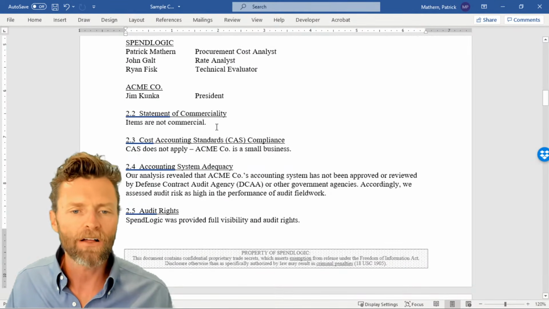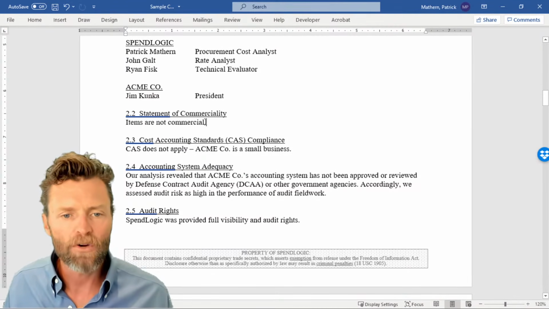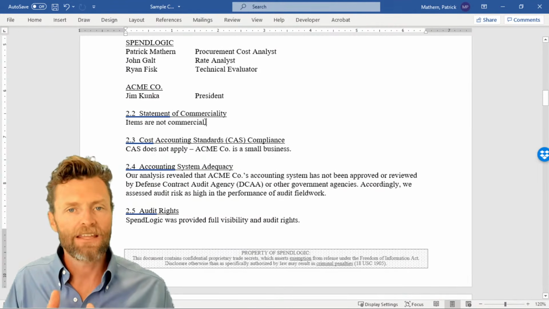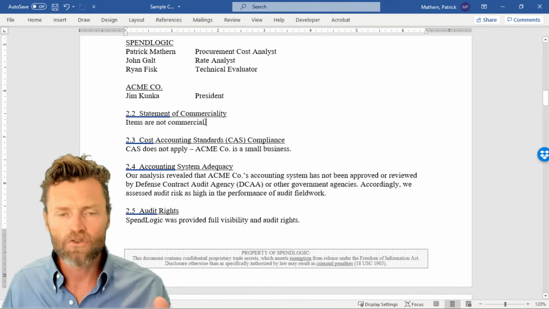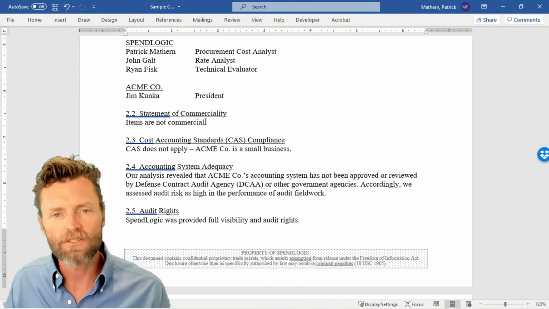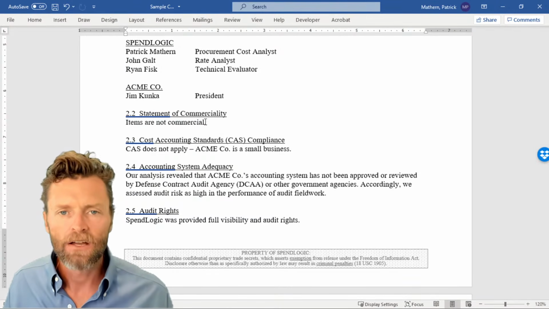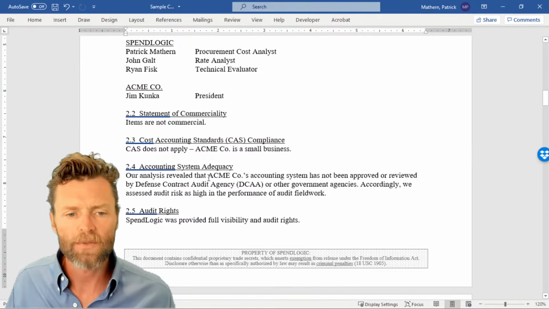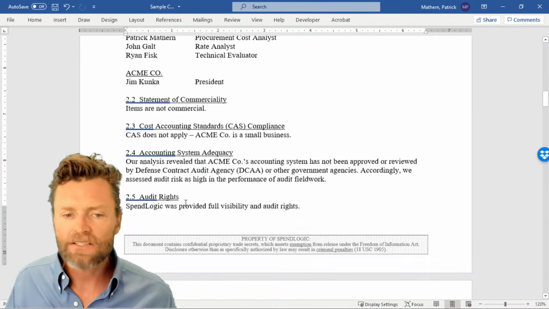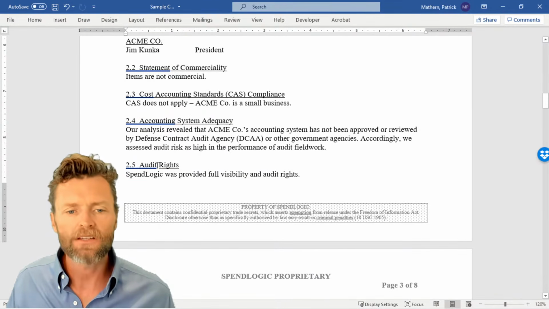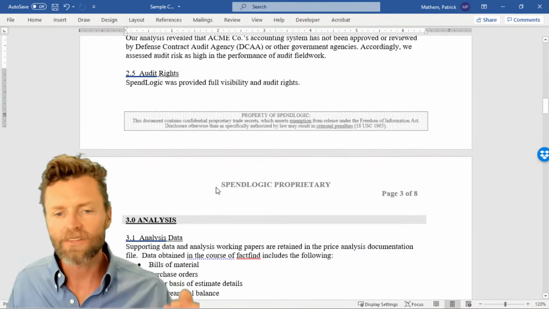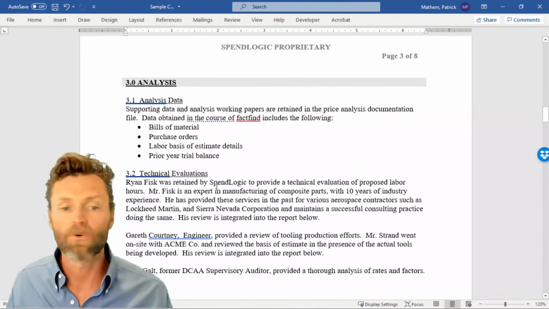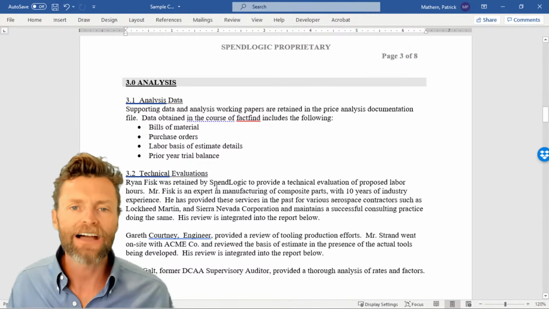Anybody that was involved, I'd state whether it's commercial. If it is commercial, then I go into great depth as to why this is commercial, even though it's over TINA, why they should be let go of the cost analysis requirements. Cost accounting standards, accounting system adequacy, audit rights. These are all things that we talk about right up front before we get into any analysis.